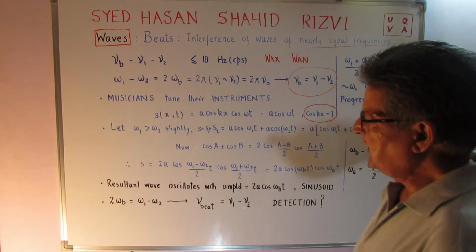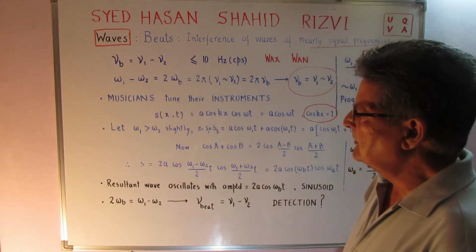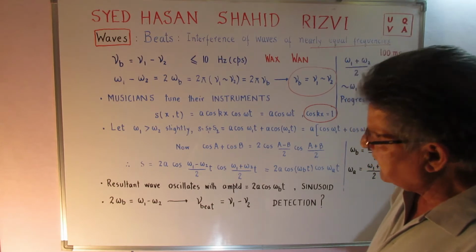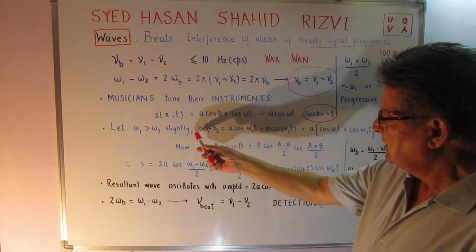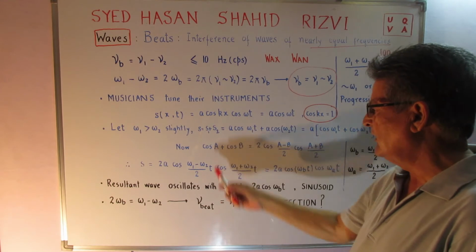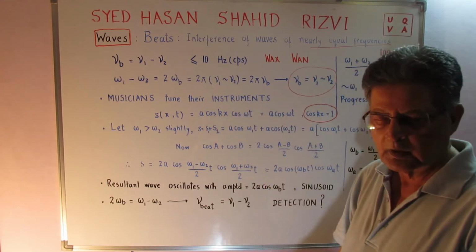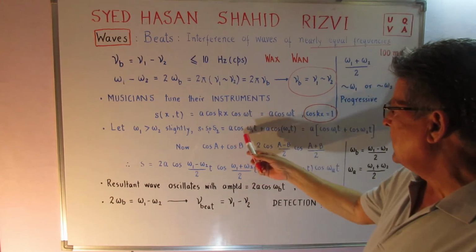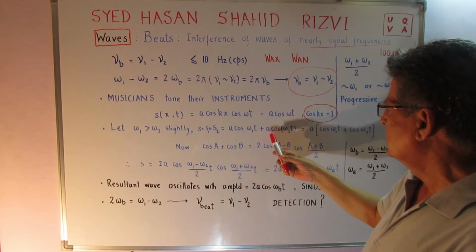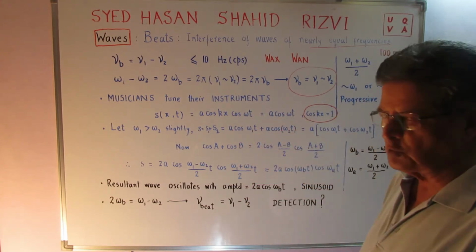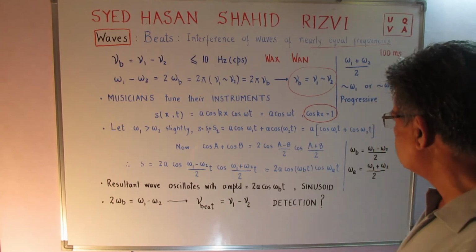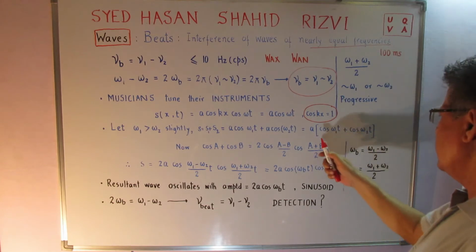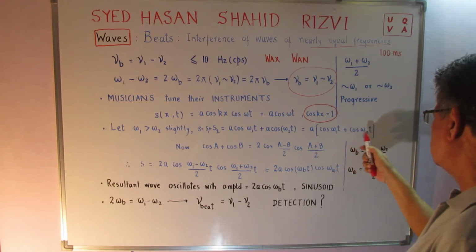Of course, we take omega 1 slightly greater than omega 2. So I can write, using this, that S, the resultant of S1 plus S2, which have frequencies omega 1 and omega 2, can be written as a cos of omega 1 t plus a cos of omega 2 t, which turns out to be equal to, taking the a as common, a times cos of omega 1 t plus cos of omega 2 t.